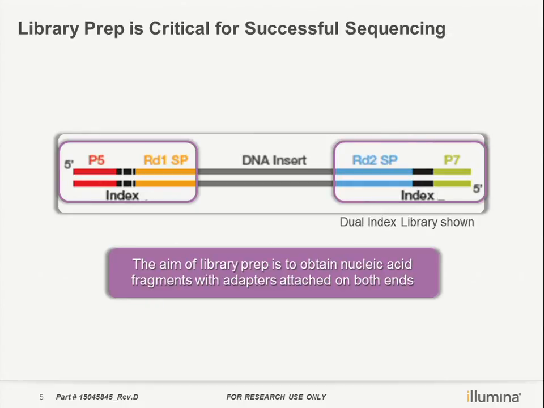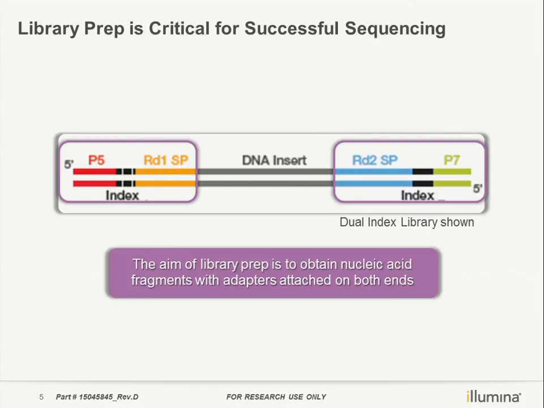What we call the adapters at the ends of the DNA, we can subdivide into 3 different parts. The first part would be the P5 and P7 sequences, 5' P5 and 3' P7. These are complementary sequences to the oligos that are coated on the flow cell. Then we also have the read 1 sequencing primer binding site and read 2 sequencing primer binding site. Just like in standard sequencing, you have to have a sequencing primer, so these are the primer binding sites.